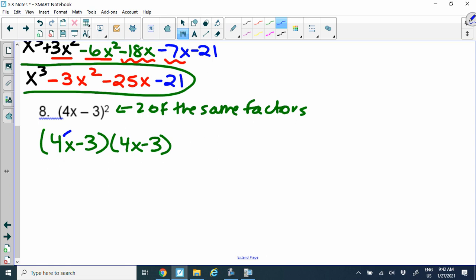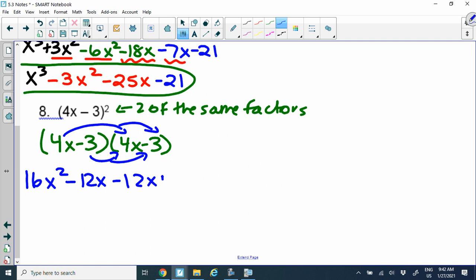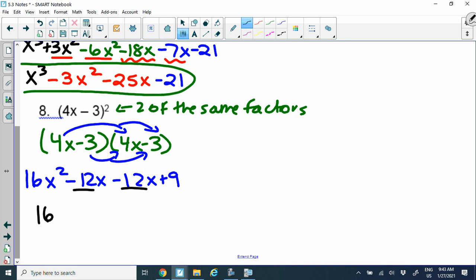So now here we multiply. We take our 4x and multiply by 4x and minus 3. So I get 16x squared minus 12x. And then I do the same thing with my negative 3. So I get minus, once again, 12x plus 9. Now I combine my terms, which is going to be my negative 12x's. And I get 16x squared minus 24x plus 9. Okay?